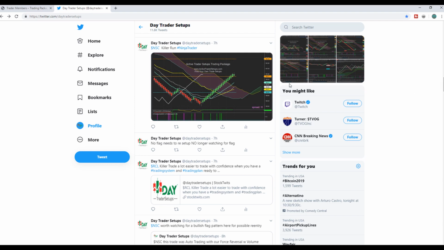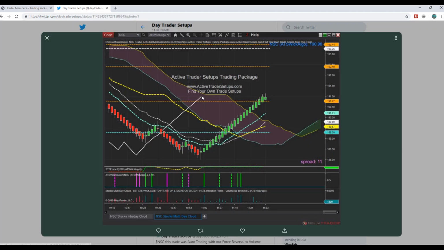And then later it gave the killer run. And I'm going to show you, this was the first place I said watch for a flag. It was down here. And when I said no longer watching for a flag, it had already taken out that low. So I said let it reset. So I didn't want anybody to jump in something when I wasn't really saying that it was doing what I wanted it to do. I wanted it to do 2 bars to head back up right here, but it didn't.